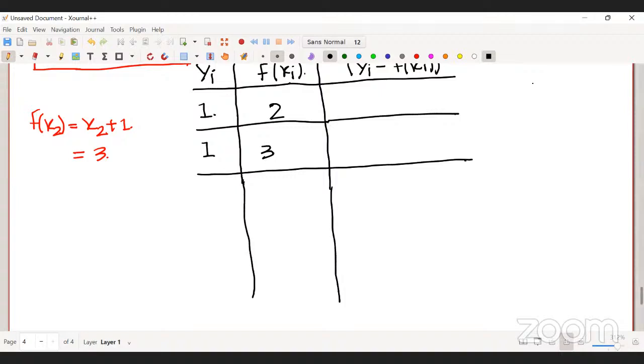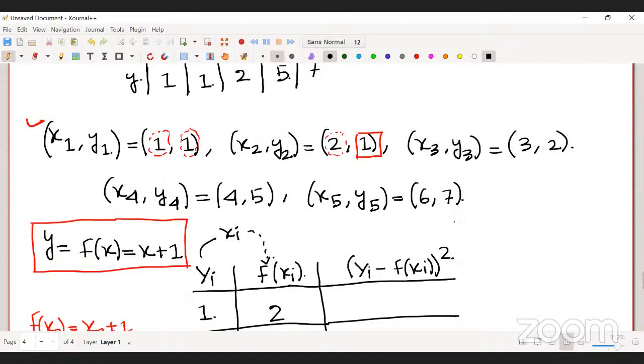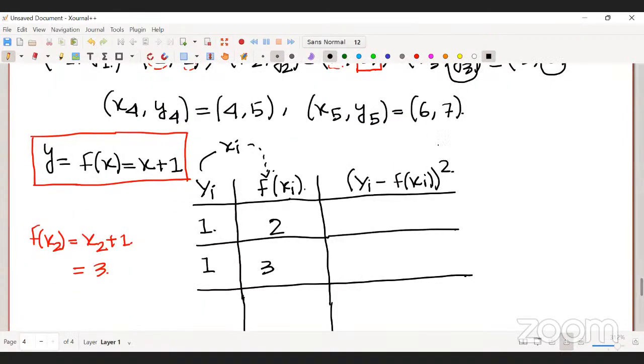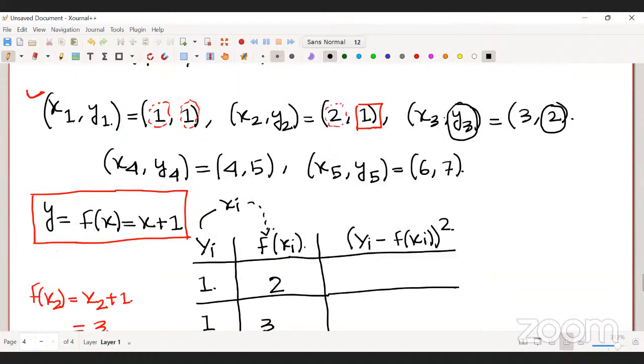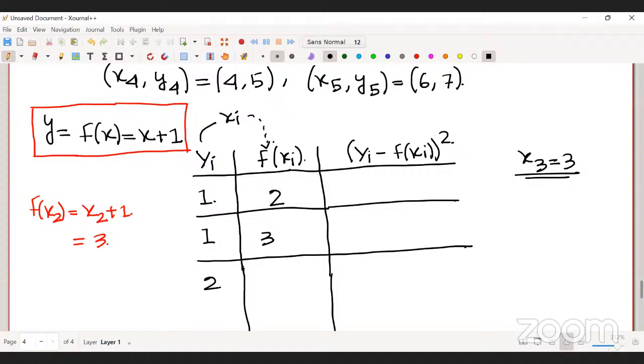The next value is y3, which is 2, and with respect to y3 I have x3. The value of x3 is 3, and for this one I need to find f of x3. f of x3 is x3 plus 1, which is 4.